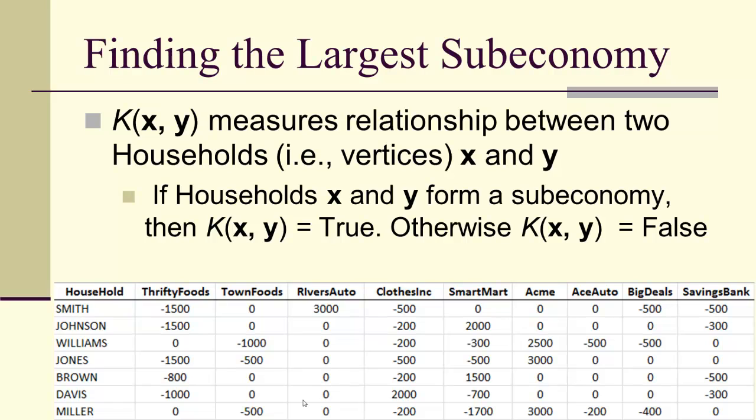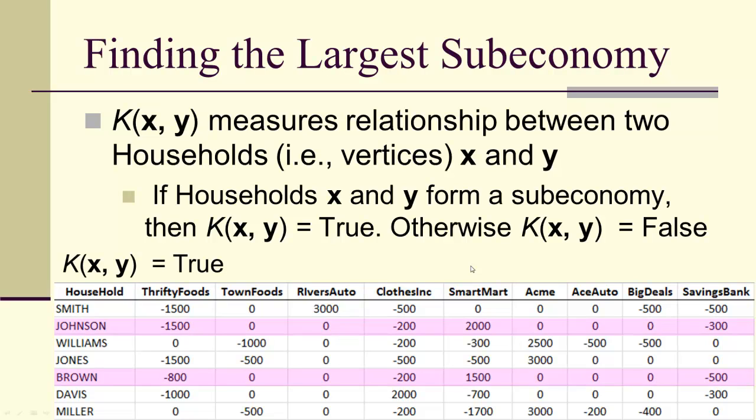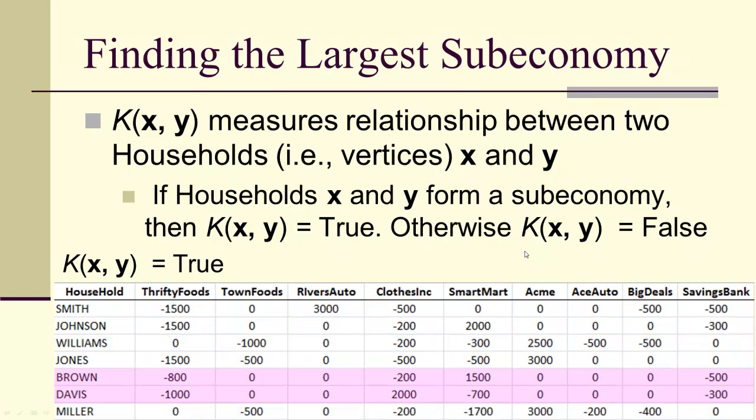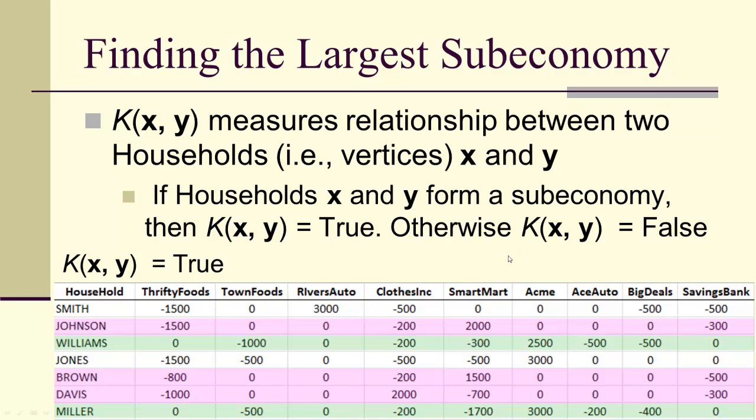So for instance, this first pair, Smith and Johnson, clearly it's not a subeconomy. K of xy is false. On the other hand, Johnson and Brown do form a subeconomy, as you can see by the common set of zeros, so K of xy is true. Williams and Miller also form a subeconomy, again a common set of zeros. And Brown and Davis, they form a subeconomy. And so here we have pairs of households that form subeconomies. Now using this information, we can place edges between households using our criteria function.